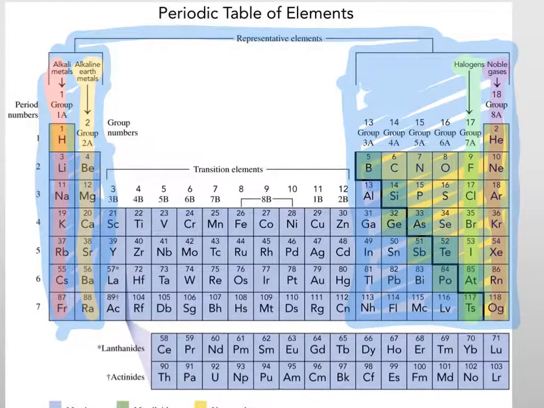In the middle of the periodic table, you have the transition elements right here. And so groups 3 through 12 are in the transition metal group.